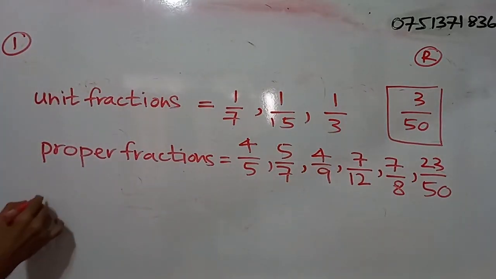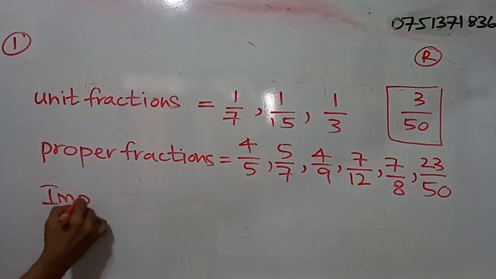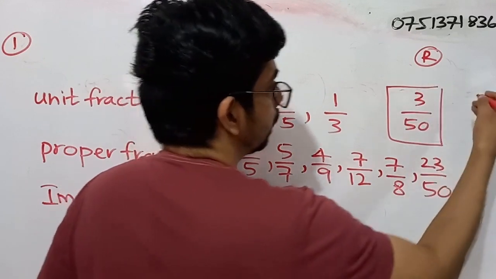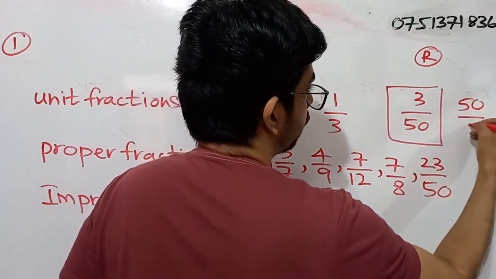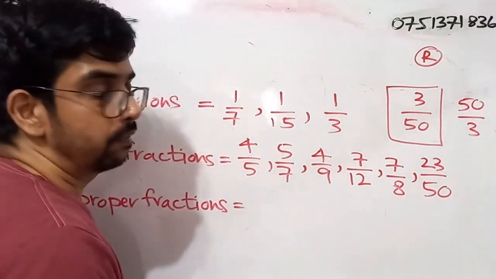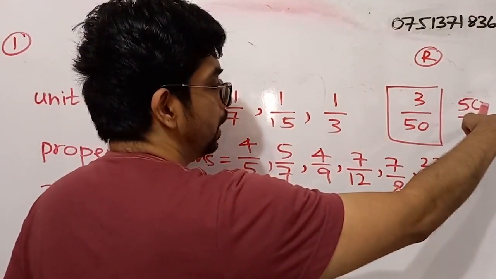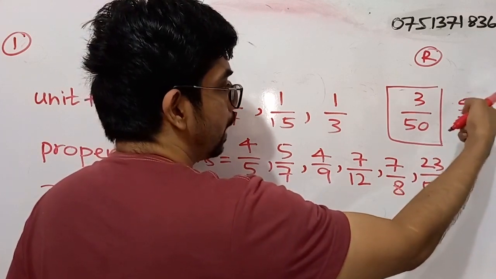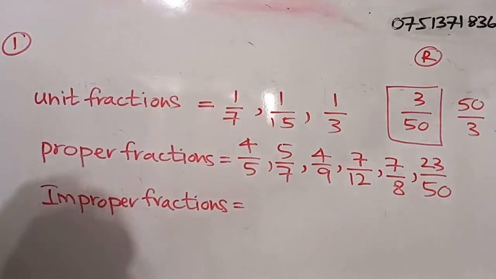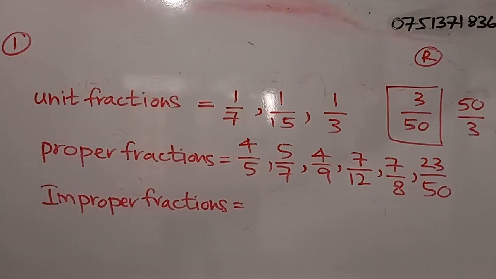Right, so the next one, improper fractions. Let's take the same numbers and I'm going to write it reverse: 50 by 3. So this is an improper fraction. What does that mean? Here the numerator is larger than the denominator. Okay. So what are those fractions?